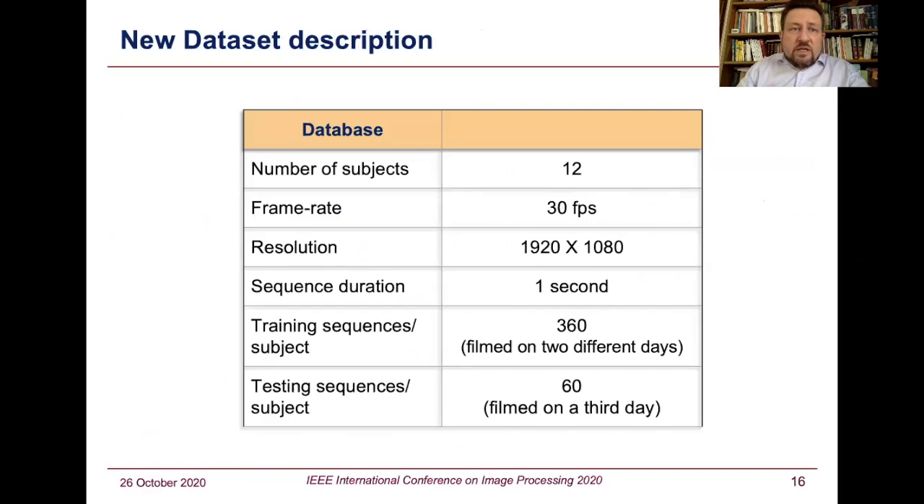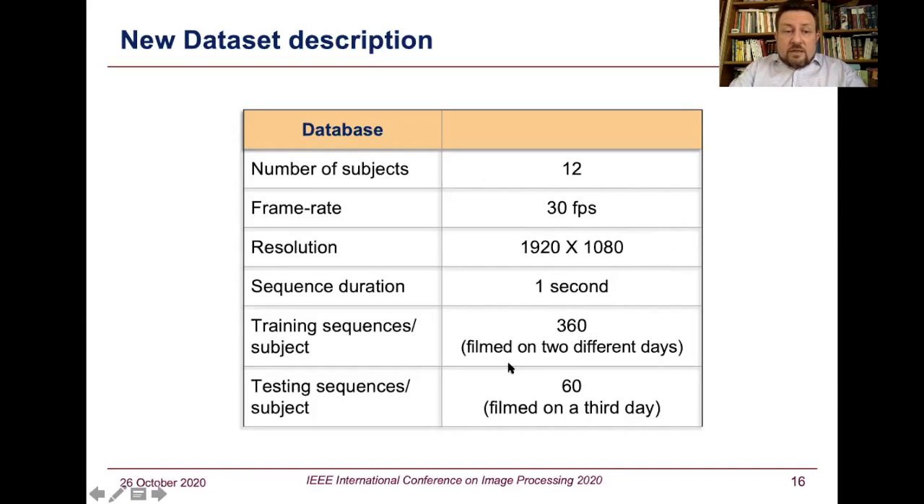What's exactly new here is the description of the new dataset, the new experiment that we did. Last year we had 30 subjects, but they were all filmed on the same day. We were really worried about that because we wanted to see whether this biometric will still hold during different days. And that's what we've done here. We managed to film fewer persons, but for a longer time, and we filmed them on 3 different days. So we have 12 subjects at 30 frames per second, at a larger resolution, full HD, compared to last year. Each sequence has a duration of 1 second.